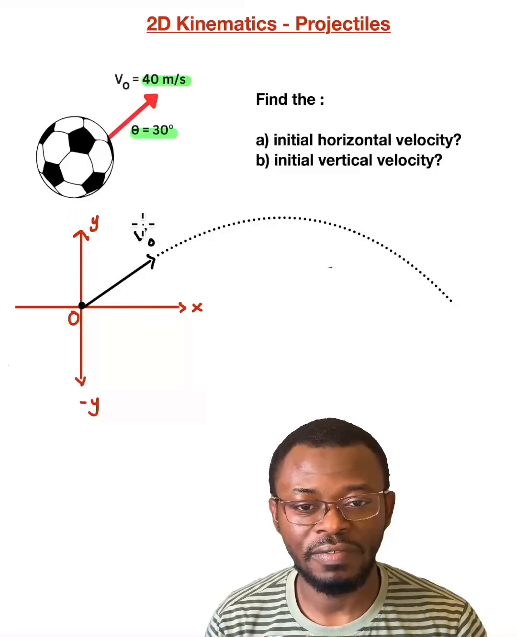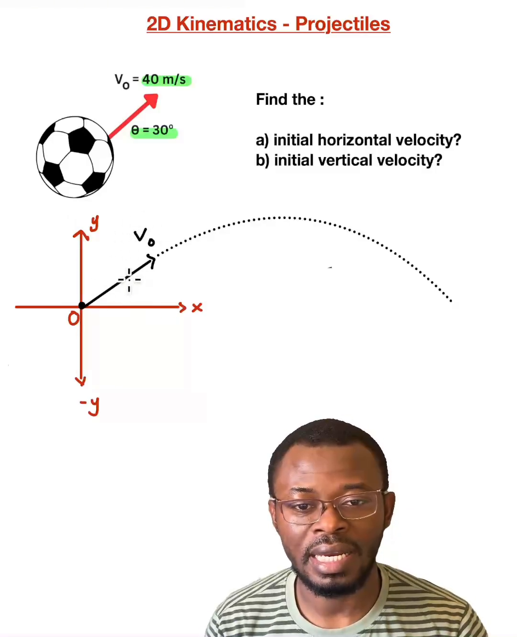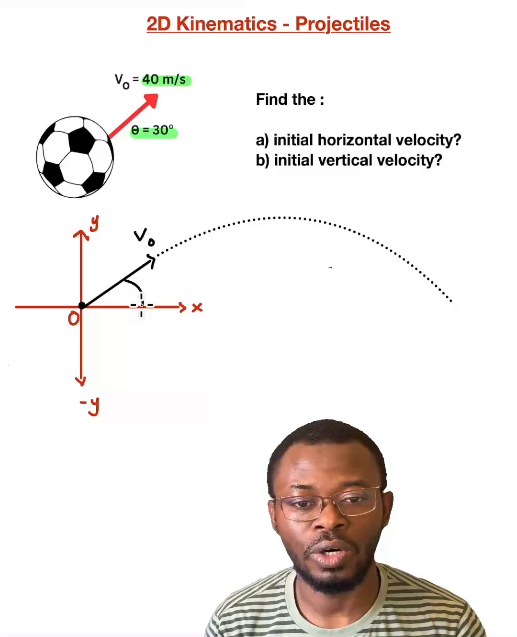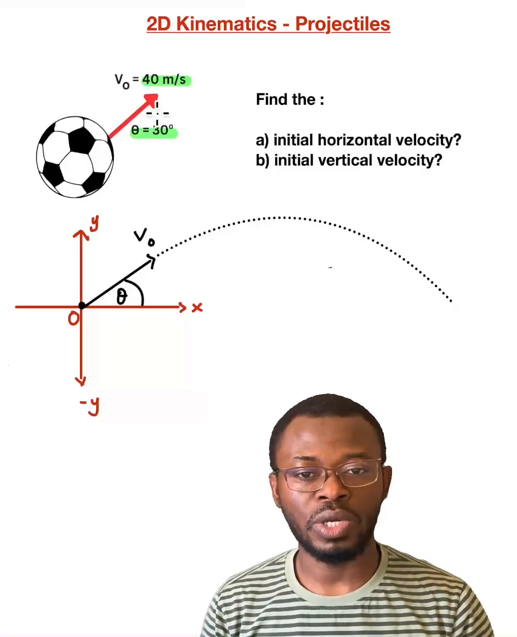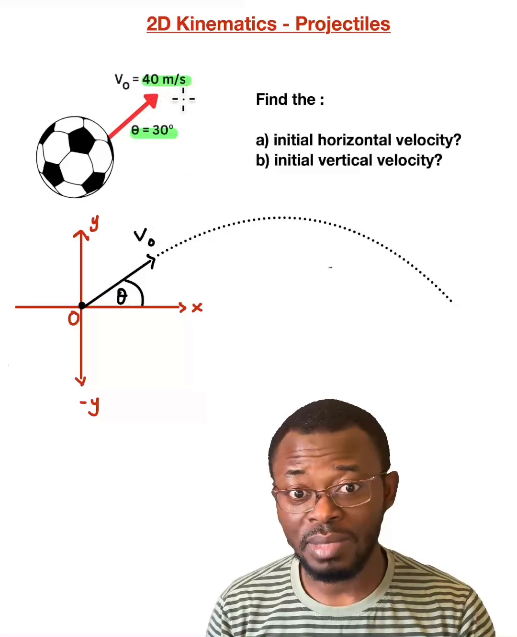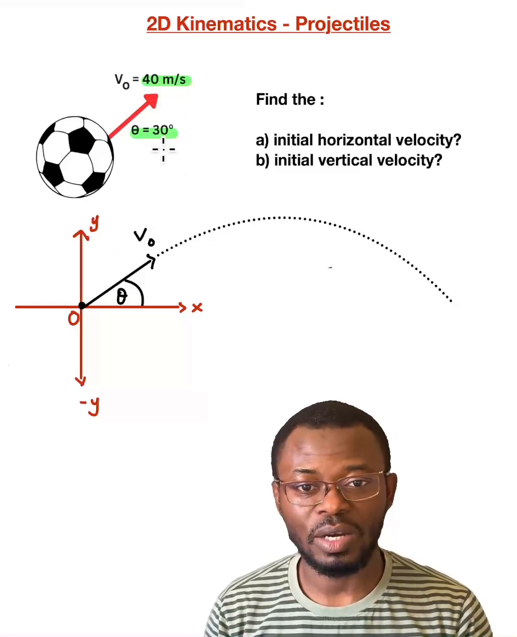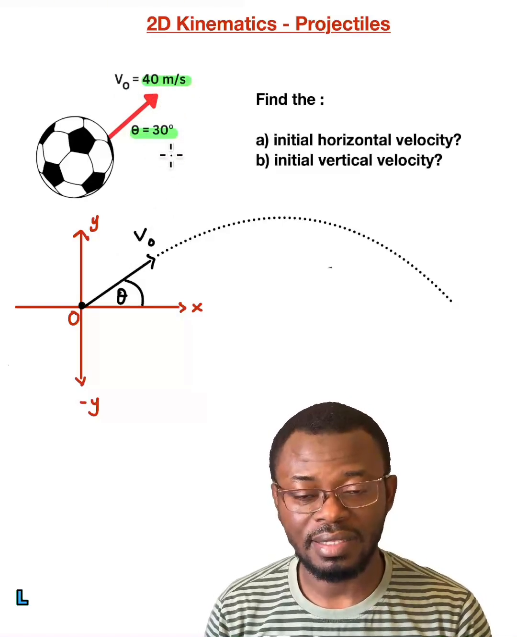So this initial velocity v naught is making an angle of theta with the horizontal. So we have this angle theta, and from the problem we are given v naught to be 40 meters per second and theta, which is the angle, to be 30 degrees.